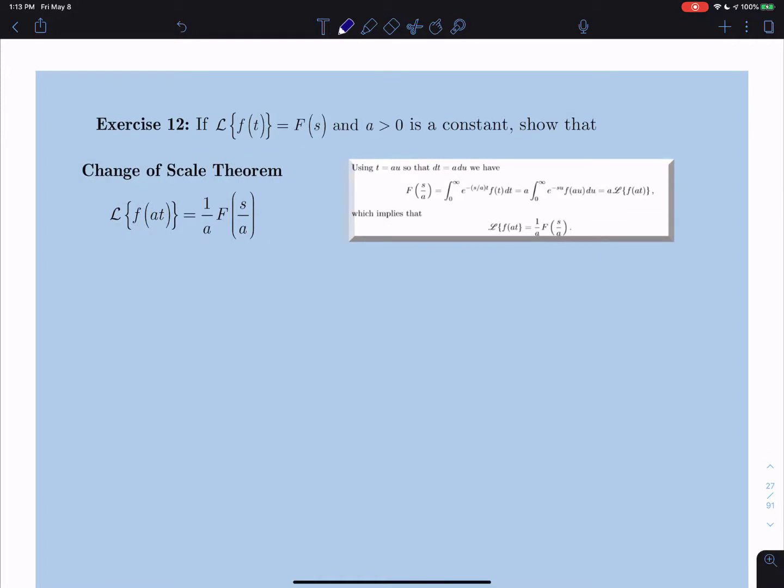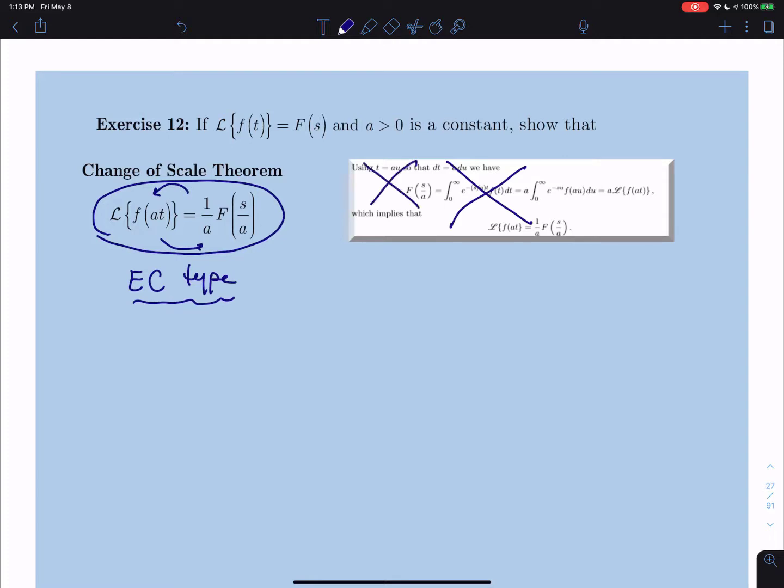This is an extra credit type problem, and it's something interesting. Try not to look at this. Try to just see if you could verify this, either going from left to right or right to left, whichever one you think you could do. But seriously, don't look at what I've put here. You can look at it later, but try to do this yourself.